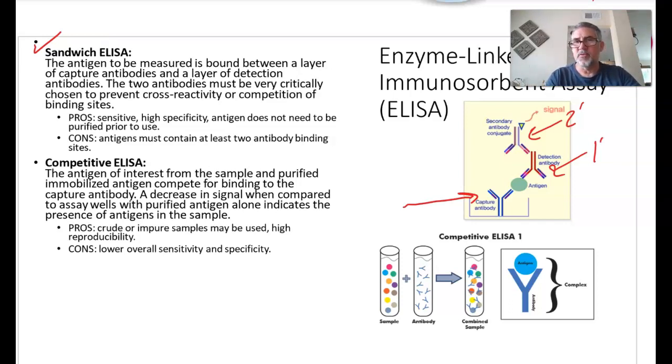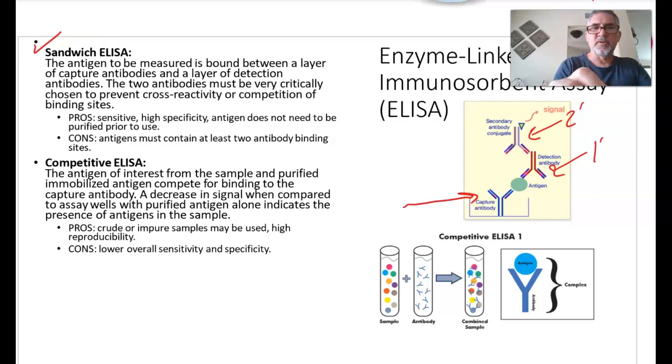You can have direct sandwich where the detection antibody has the color label on it as well. And competitive just competes for the epitope sites. So I'm not going to go much into competitive. Sandwich is what we use most.